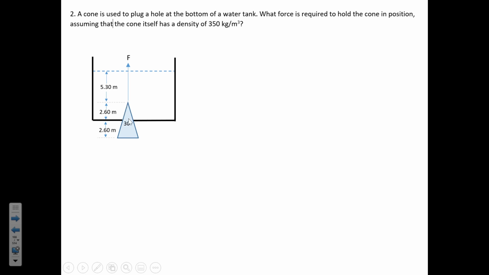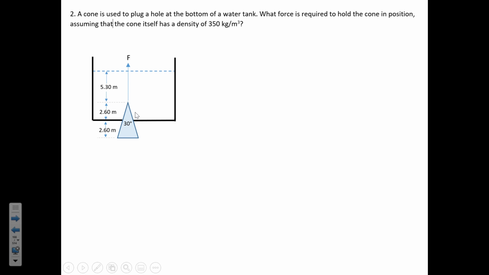So there's water in here, and the pressure is working to push the cone out. Probably the easiest way to calculate the effect of the water acting downward on the cone is to find the weight of the water that's above the cone.